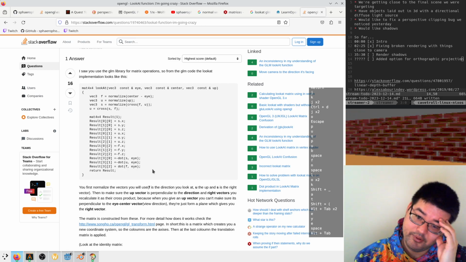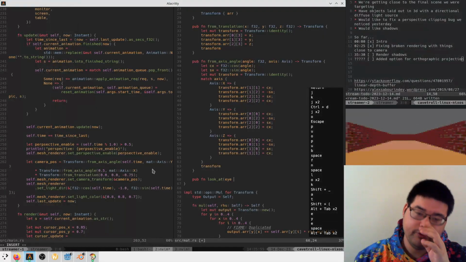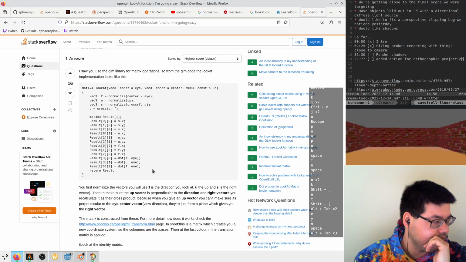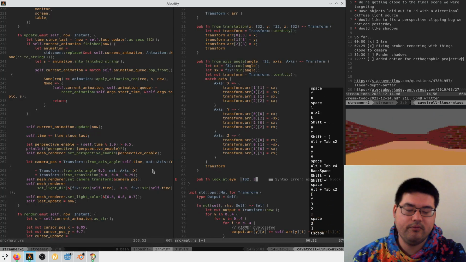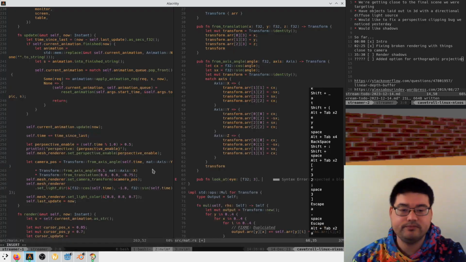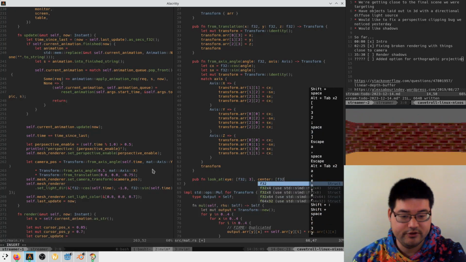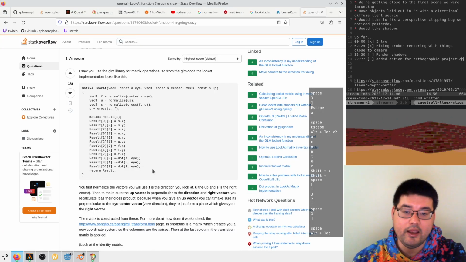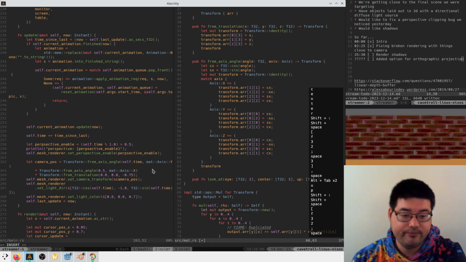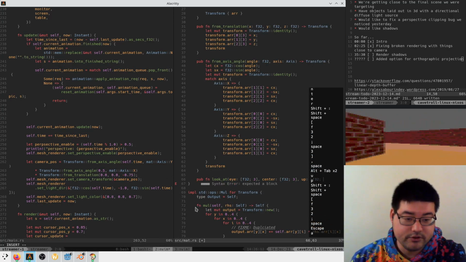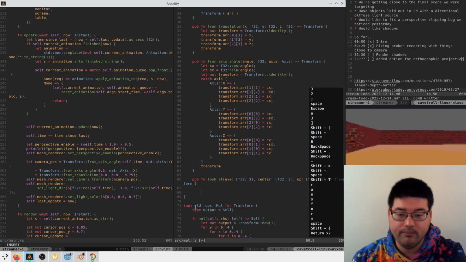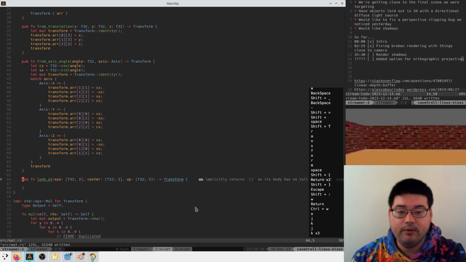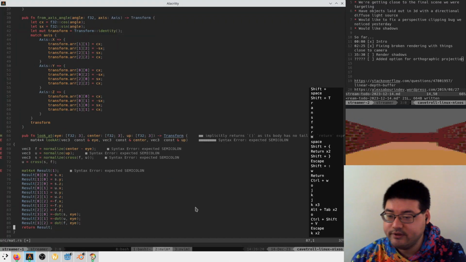And up is just going to be Y for us. Okay. Sure, that's usable. So this is a bunch of floats. Center is also some floats. And up is also some floats. F32, 3. And this will return a transform. Okay. Then we paste this.